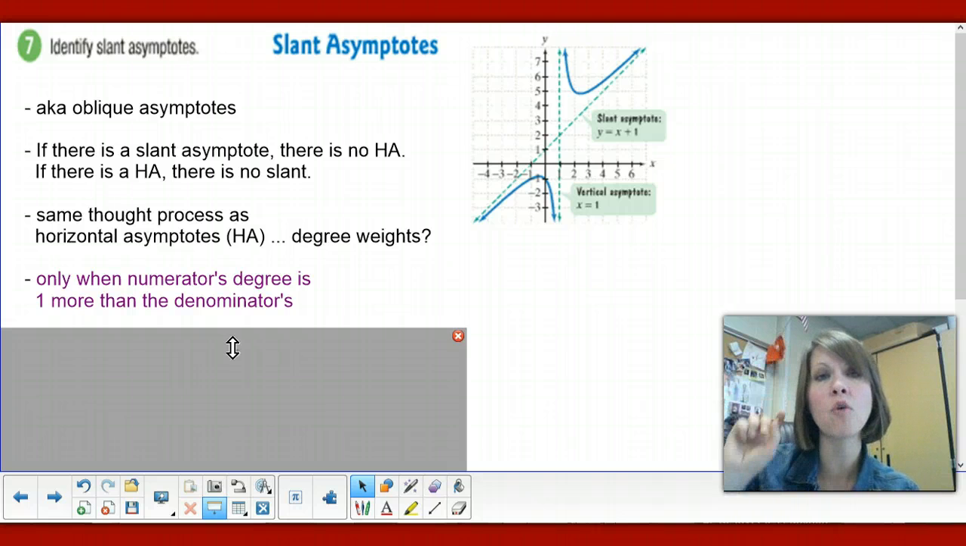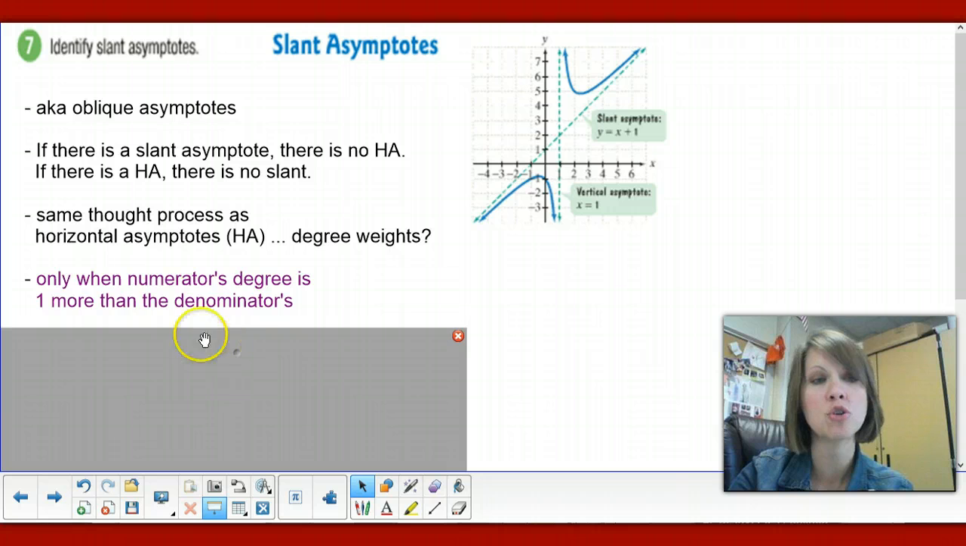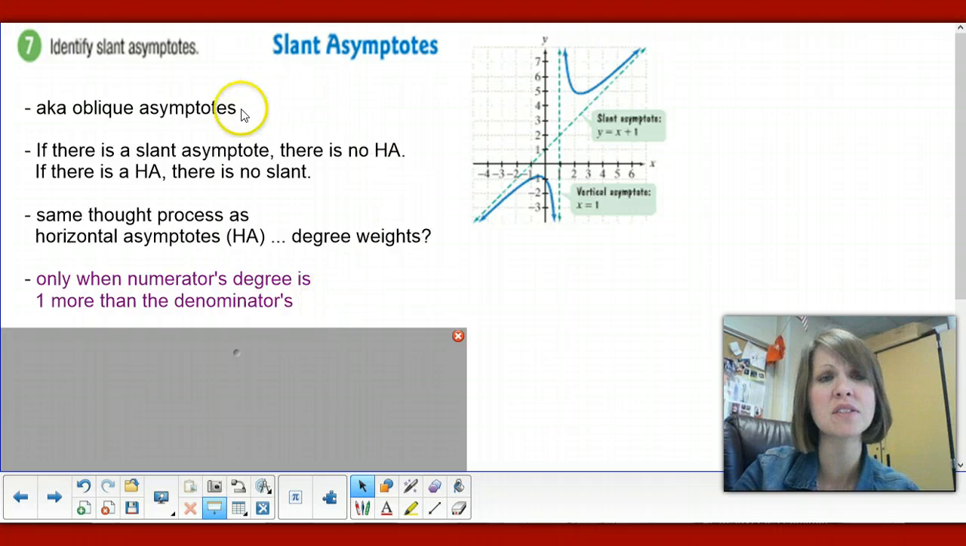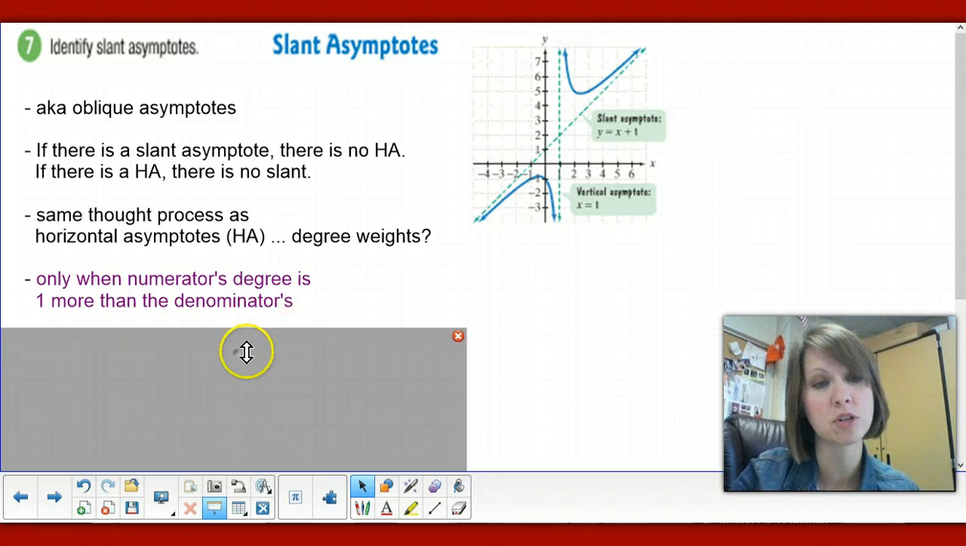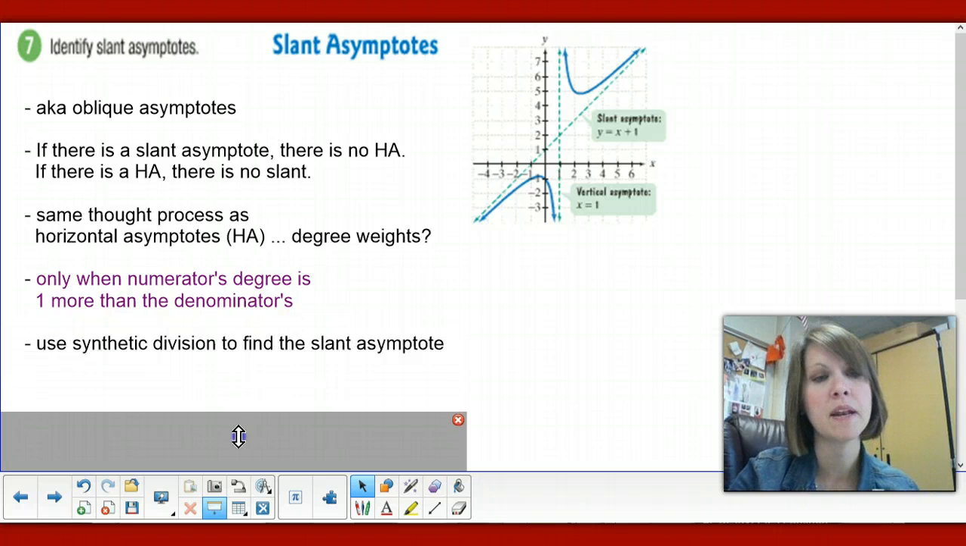A quintic over a quadratic will not give a slant asymptote because the numerator's degree is not 1 more than the denominator's. So if there is a slant asymptote, there is no horizontal. If there is a horizontal, there's no slant. But thinking about this down here, just because there's no horizontal asymptote doesn't guarantee there's a slant asymptote. All right, now, how do we find it?